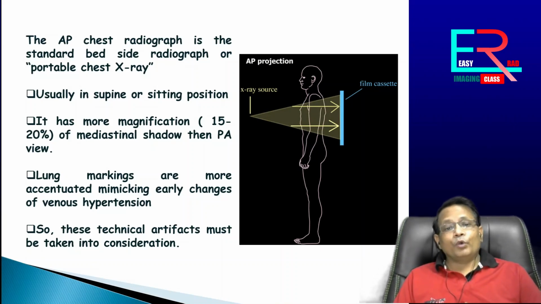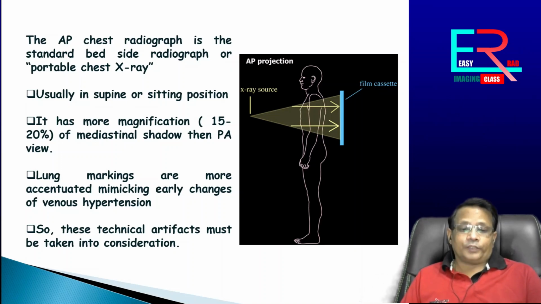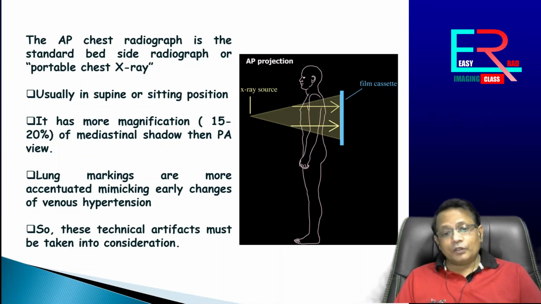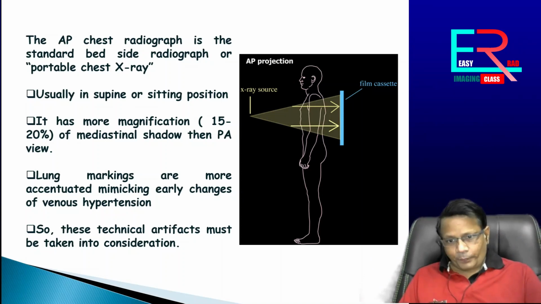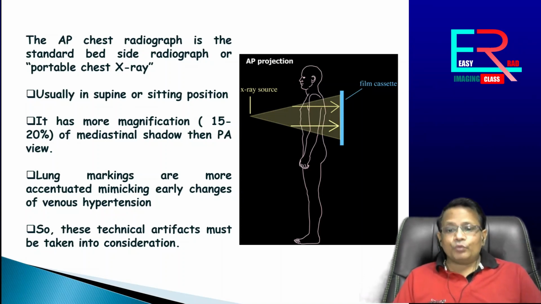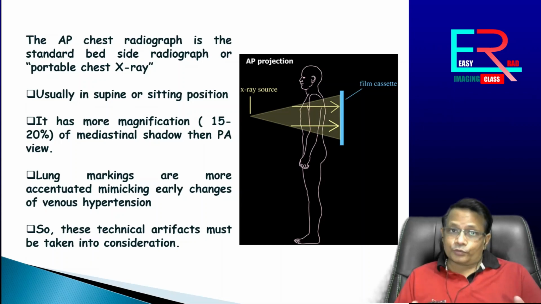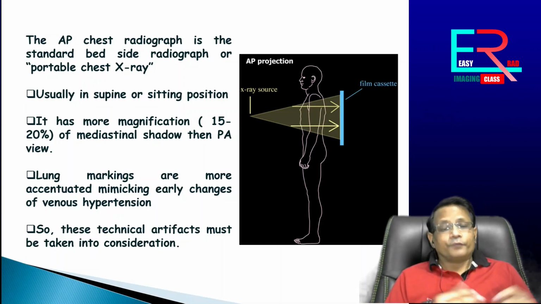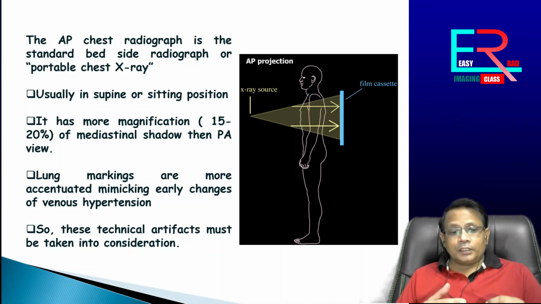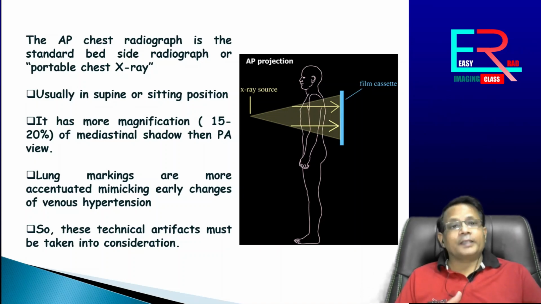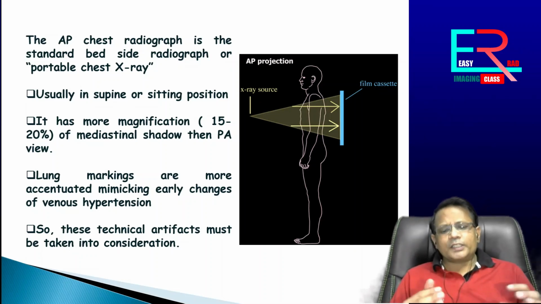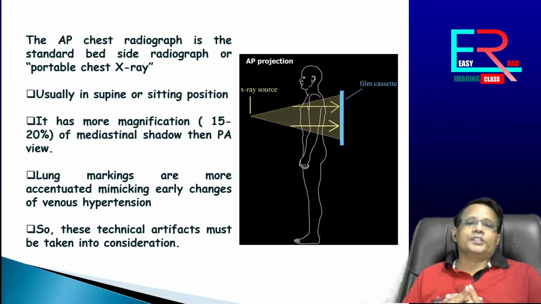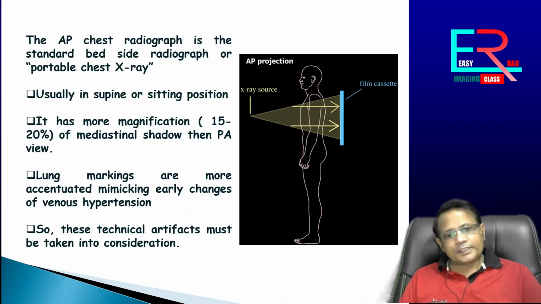It has more magnification, that is virtual magnification, 15 to 20% of the mediastinal shadow in comparison to the PA view. Lung markings in the AP view are more accentuated, more pronounced in comparison with the PA view. And we may mistakenly label it as venous hypertension in case of AP. So these technical artifacts must be taken into consideration while we report the chest X-ray.